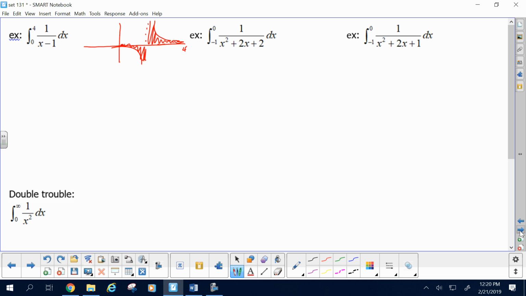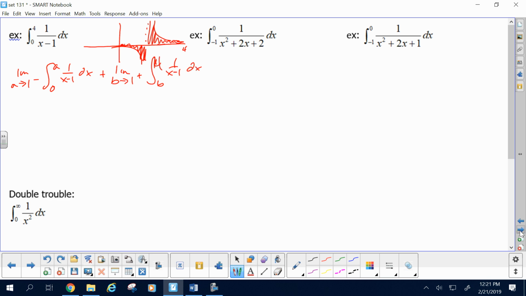The first one, let a approach what? You want a to 1 from the left, and from where to where? From 0 to a of 1 over x minus 1 dx. And then we need another limit, b approaching 1 from the right, from b to 4 of 1 over x minus 1 dx.